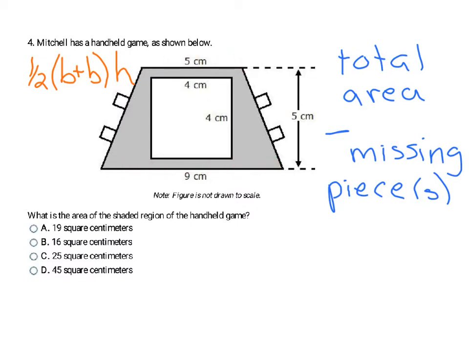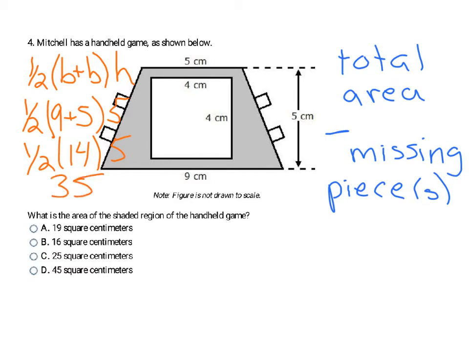So when I go to find the area of this trapezoid, I'm going to take 1/2 times 9 plus 5. And then the height is how tall it is between those two bases, which is 5 centimeters. And so here I do parentheses first, order of operations. So 9 plus 5 is 14. And then I do multiplication. 1/2 times 14 is 7. 7 times 5 is 35. So that's the area of the whole. So here, this would be a 35.